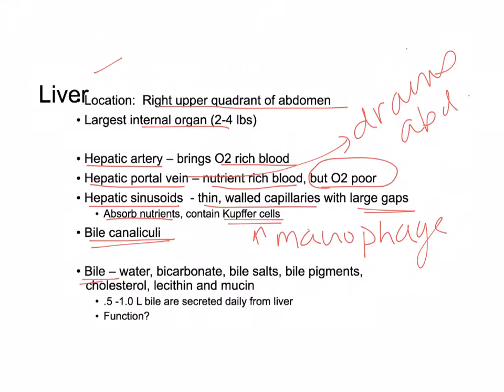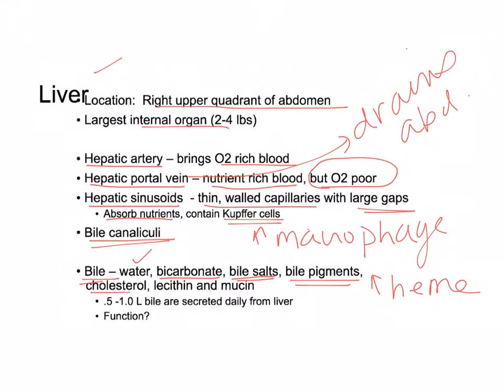Now bile, what is it? Bile is basically water, bicarbonate, bile salts, and bile pigments, which come from heme, so from the hemoglobin.